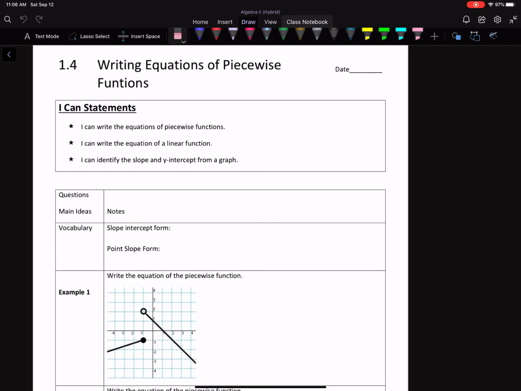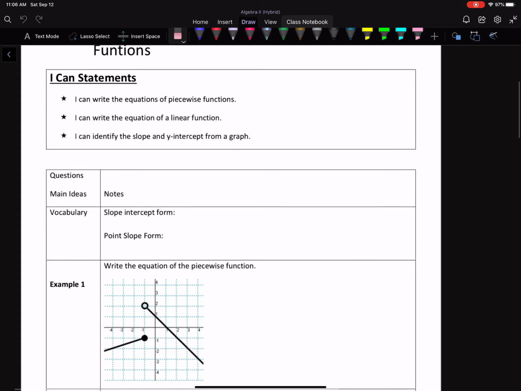All right, we get to continue on here with piecewise functions. This time we are going to write the equations of piecewise functions. So in order to begin, we need to first talk about slope-intercept form. Nice little throwback to Algebra 1 here. y equals mx plus b, where m is the slope and b is the y-intercept.